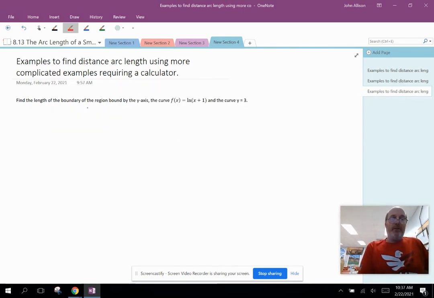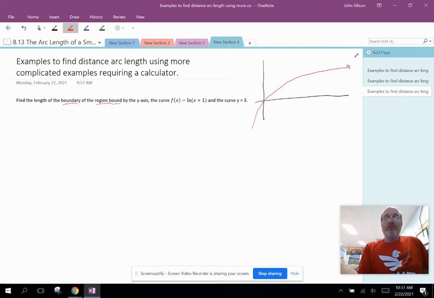We're going to find the length of the boundary of the region bound by the y-axis, the curve f of x equals ln x plus 1, and the curve y equals 3. Let's sketch this graph, get an idea of what we're looking for. And we know that ln x plus 1 is the curve of ln x shifted 1 unit to the left. So instead of intersecting at 1, it's going to intersect at 0.